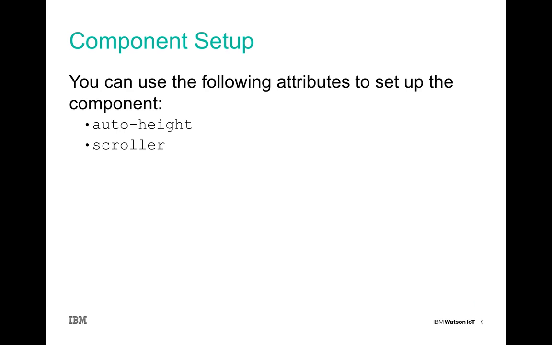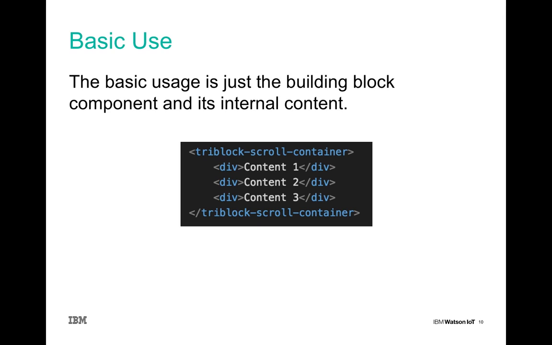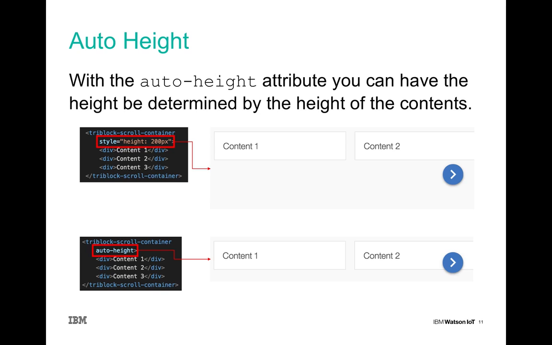You can use the following attributes to set up the component. The basic use of the building block component is just the building block itself and its internal content. With the auto height attribute, you can have the height of the component determined by the height of the contents. So in this first example, we just have a fixed height determined by CSS, and in the second example, the height of the component is determined by the internal content.